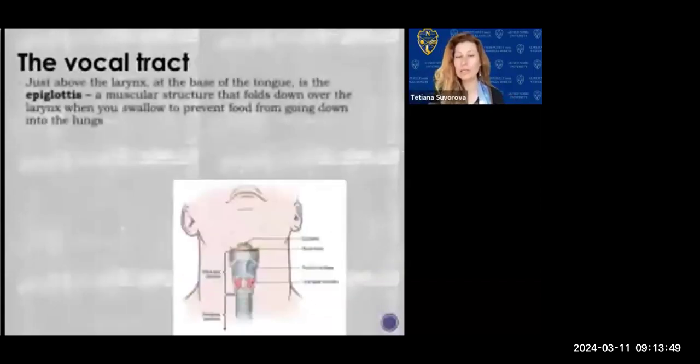Okay, so when we have a look at the vocal tract in detail, you can notice that just above the larynx, at the base of the tongue, is the epiglottis, a muscular structure that folds down over the larynx when you swallow to prevent food from going down into the lungs.